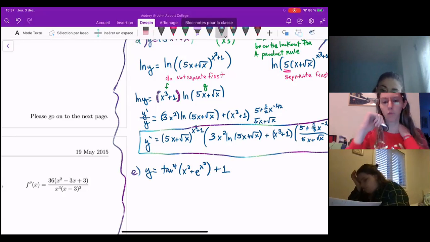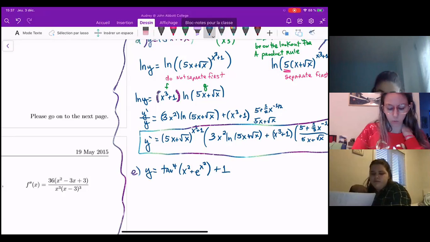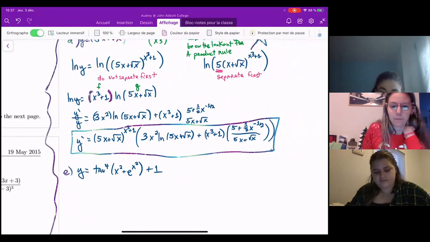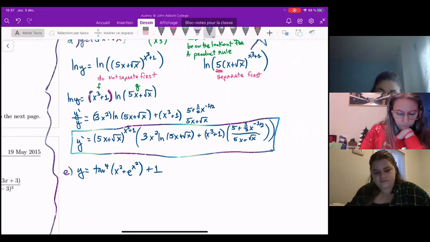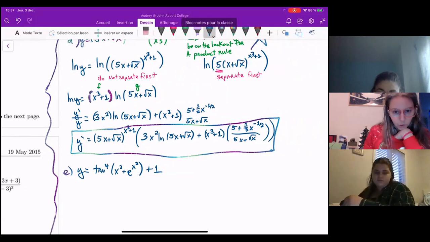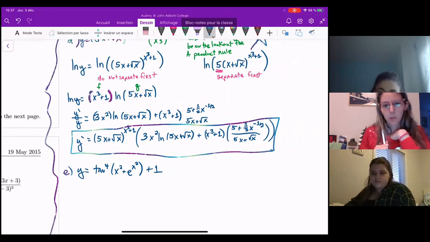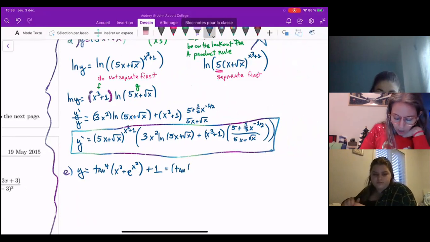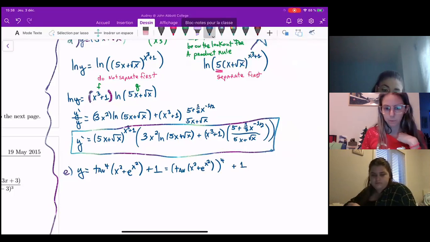I have that tangent to the fourth. What did we say we want to do in that situation? You got it, Gwen. Good job. Move the exponent to the front and we're going to treat it as a chain rule. So I'm going to write it like this. I have tangent of x squared plus e to the x squared all to the power of 4 plus 1. You got it. Good job, guys.